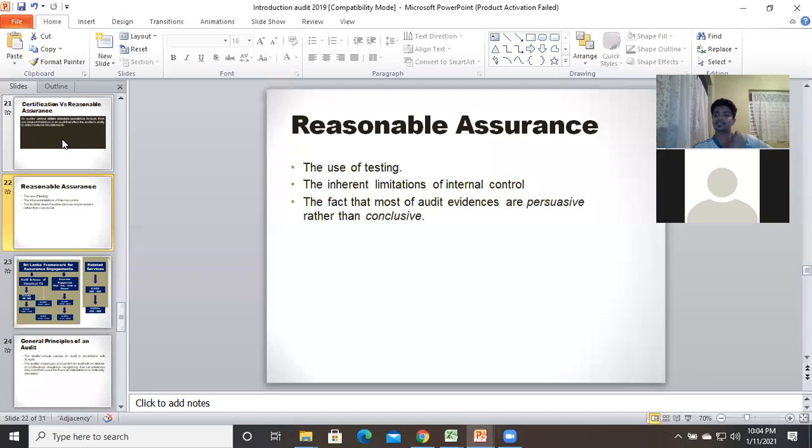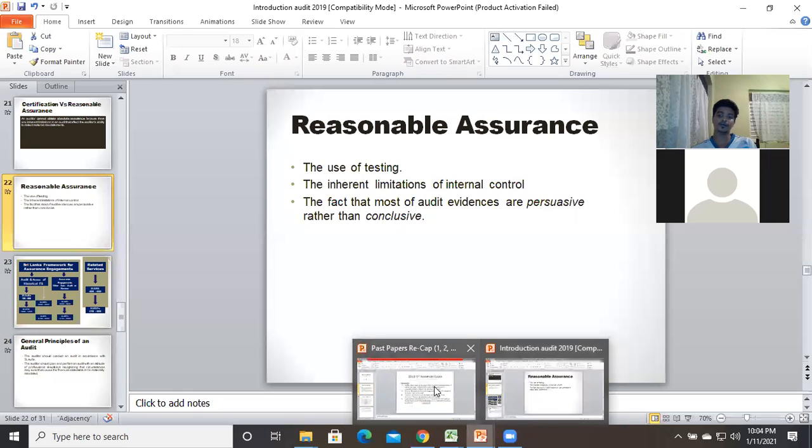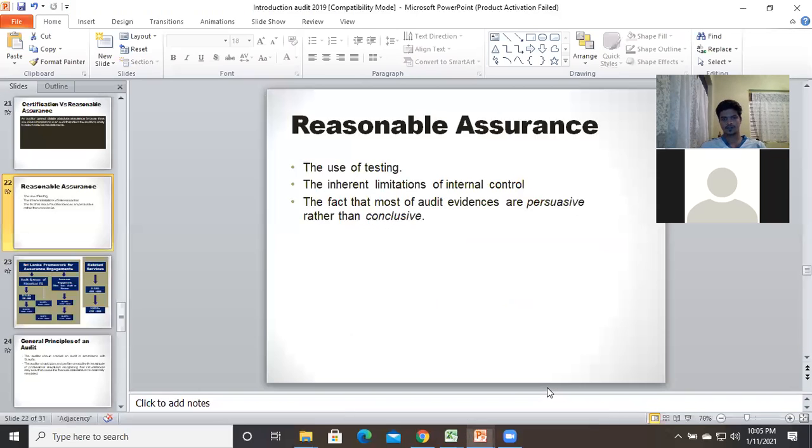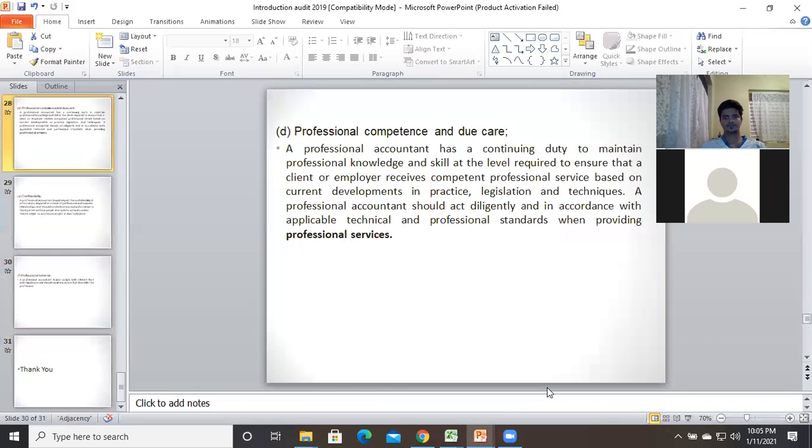So because of these reasons, the auditor is not in a position to provide an absolute assurance. Second question: what are the objectives of an audit engagement letter? Still we didn't discuss that part; mostly in the next class we may. Third one: the auditor is the person who should protect ethical principles in his profession. What are the ethical principles of an audit? I discussed ethical principles. What are those? These are the things.